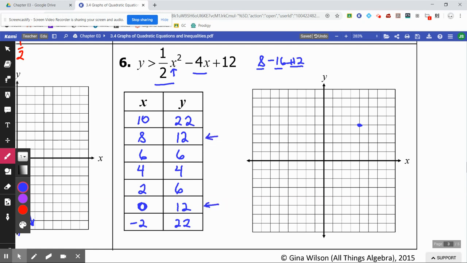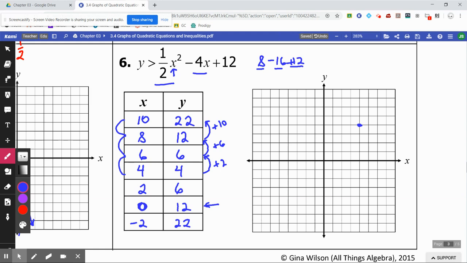Then I said, okay, look for patterns. From 4 to 6, I added 2. From 6 to 12, I added 6. So if I went up 4 and I went up 4 again, I'm going to have to add 10, and that would give me a 22 there. So you can see the pattern, plus 2, plus 6, plus 10. And again, that pattern's always going to be evident when you have the same spacing over here.